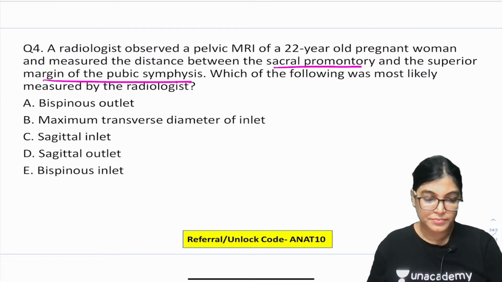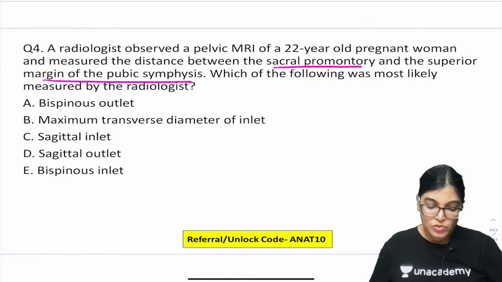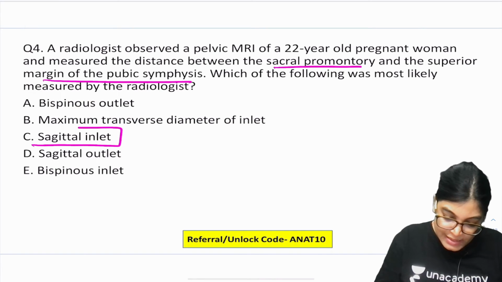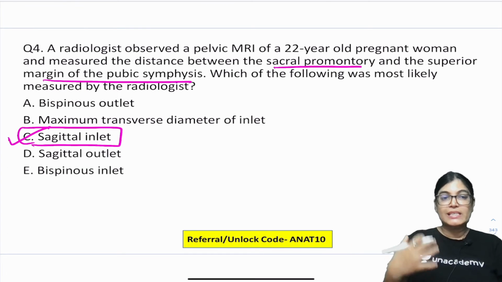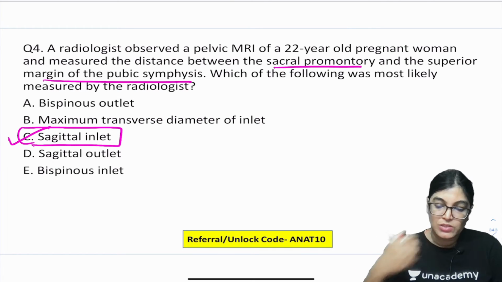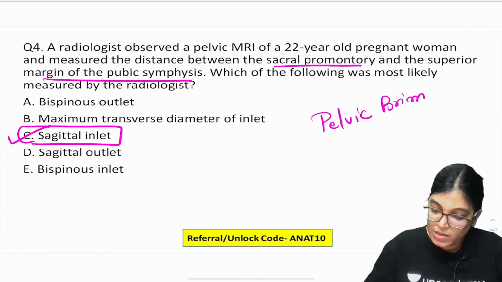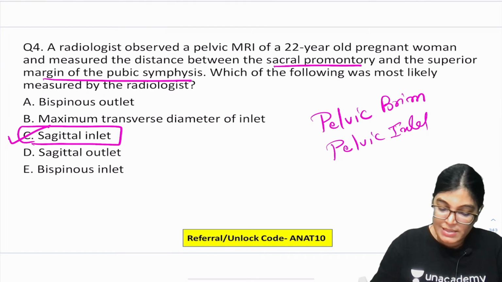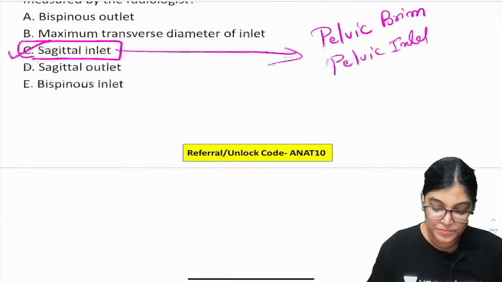Okay. The correct answer is pelvic inlet. Actually, the other name of pelvic inlet is sagittal inlet also. So C is the correct answer. Sacral promontory posteriorly and the superior margin of pubic symphysis anteriorly is the boundary for the pelvic inlet, which is also called pelvic brim. So it is marking the pelvic brim or the pelvic inlet, and the other name of pelvic inlet is sagittal inlet. So we will go with option C, perfectly correct.